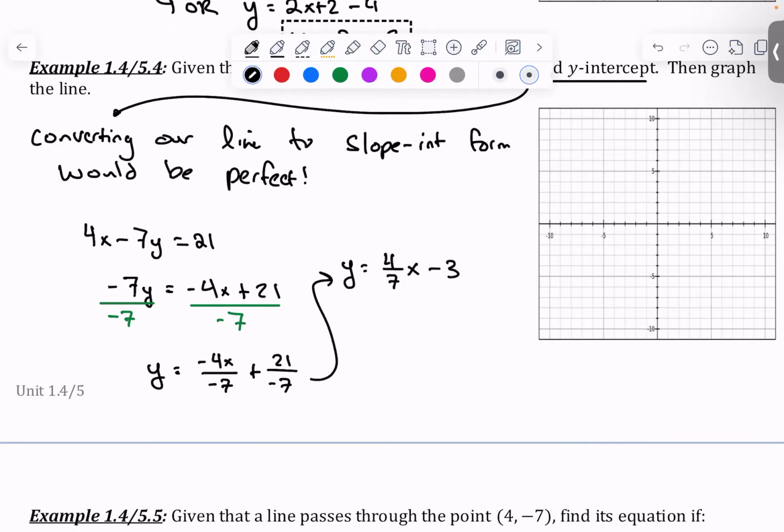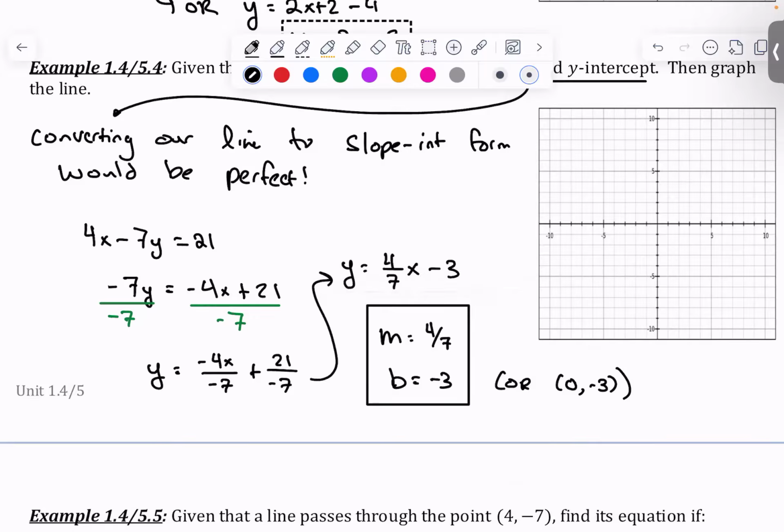So we need to find the slope and the y-intercept. M is our slope, B is our y-intercept. So M is equal to 4/7 and B is equal to negative 3, or (0, negative 3), depending on the circumstance. Some people like to have their intercepts just listed as the y value, so in this case, negative 3. Otherwise, they might want it listed as a point, so (0, negative 3).